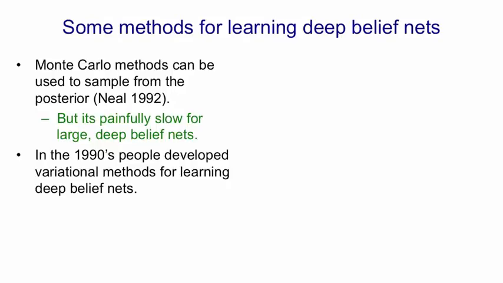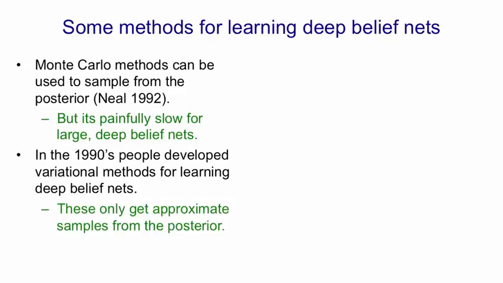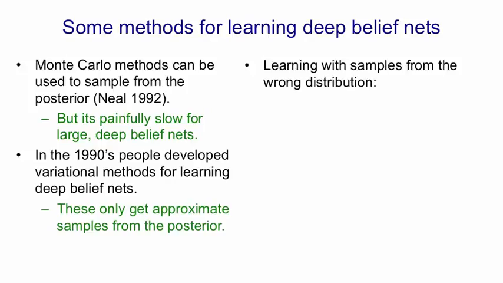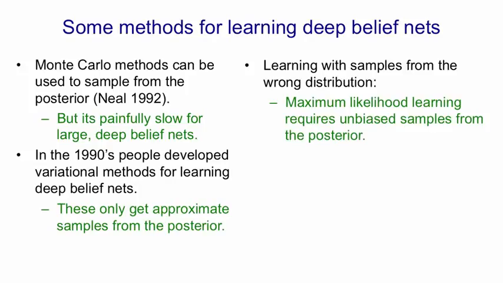In the 1990s, people developed much faster methods for learning deep belief nets, which were called variational methods. In fact, this is where variational methods came from, at least for the artificial intelligence community. The variational methods give up on getting unbiased samples from the posterior, and they content themselves with just getting approximate samples, that is, samples from some other distribution that approximates the posterior. Now, as we saw before, if we have samples from the posterior, maximum likelihood learning is simple. If we have samples from some other distribution, we could still use the maximum likelihood learning rule, but it's not clear what will happen.